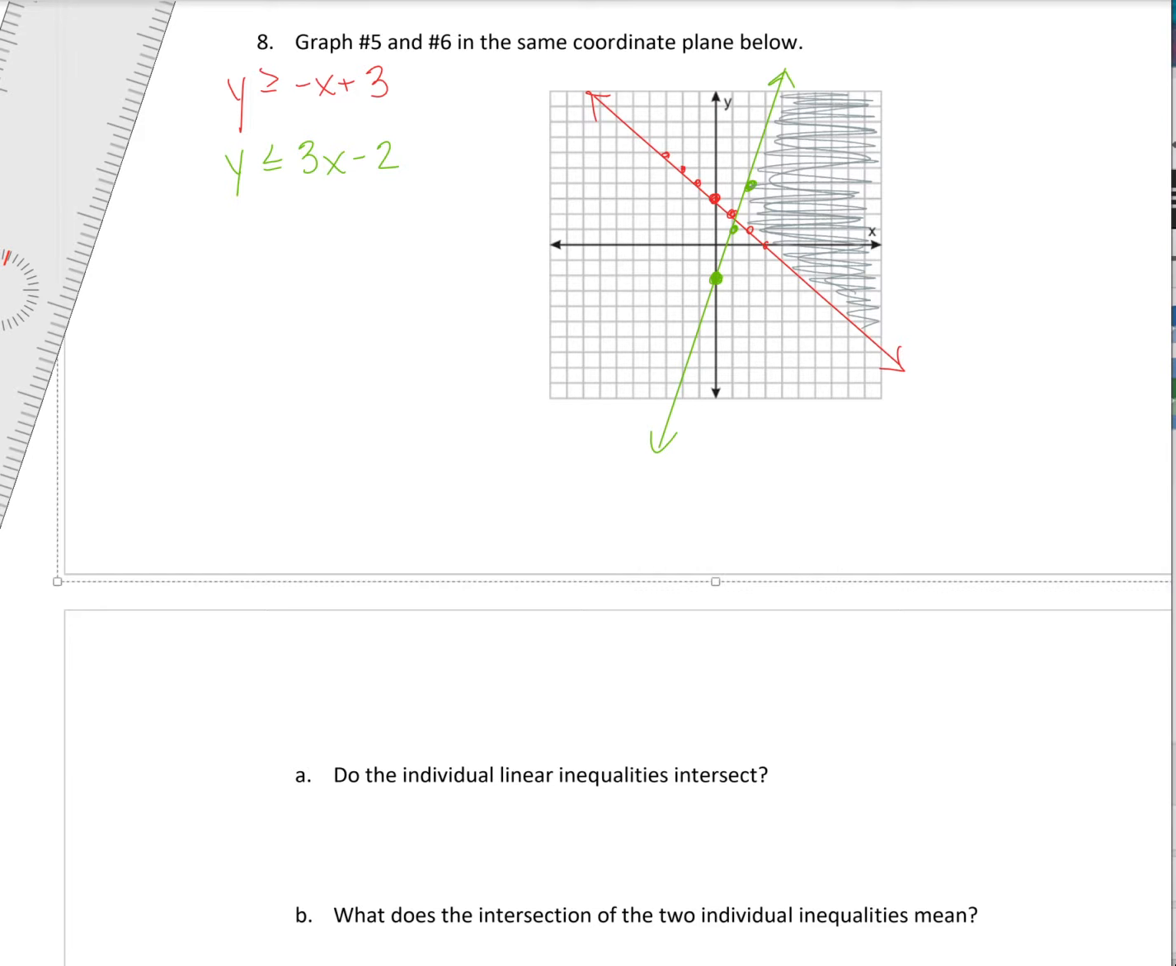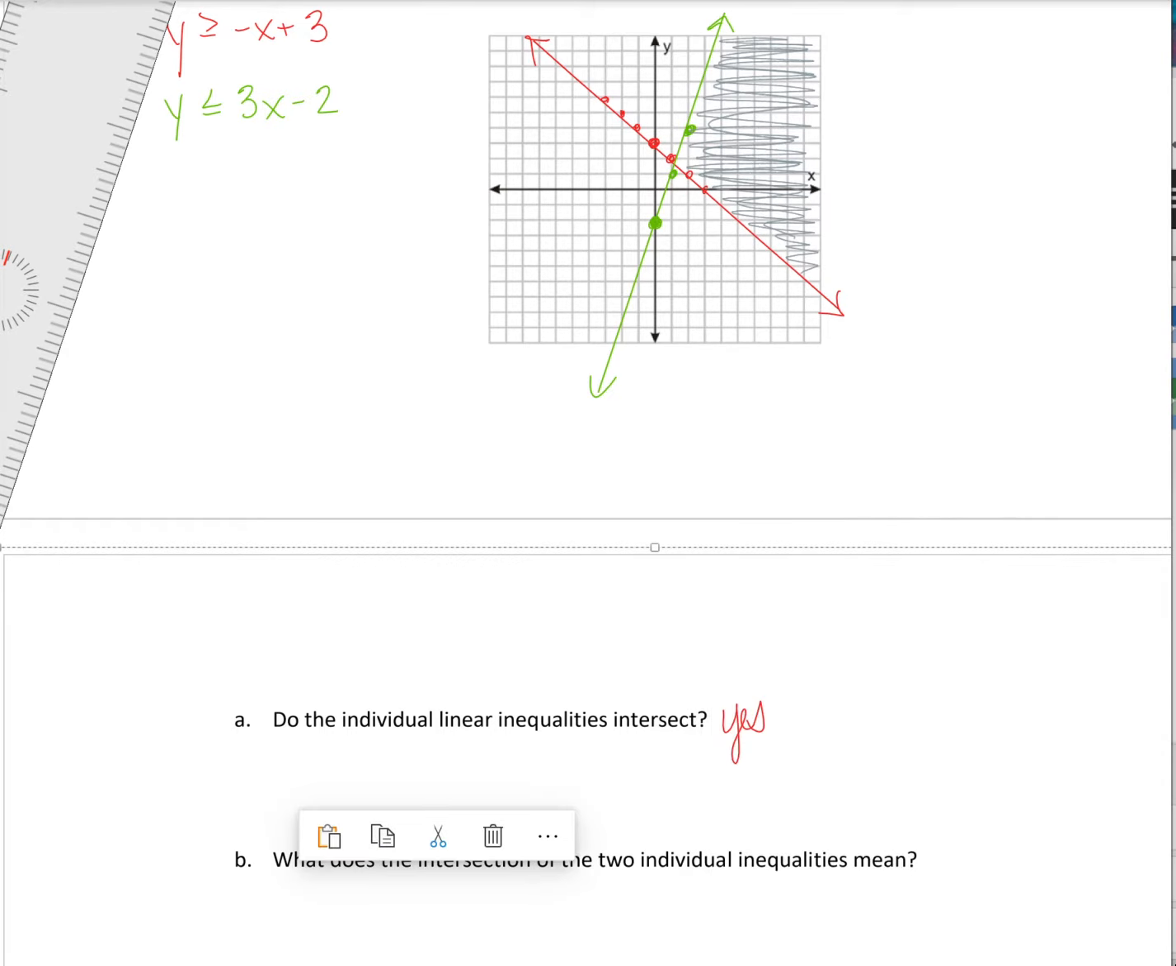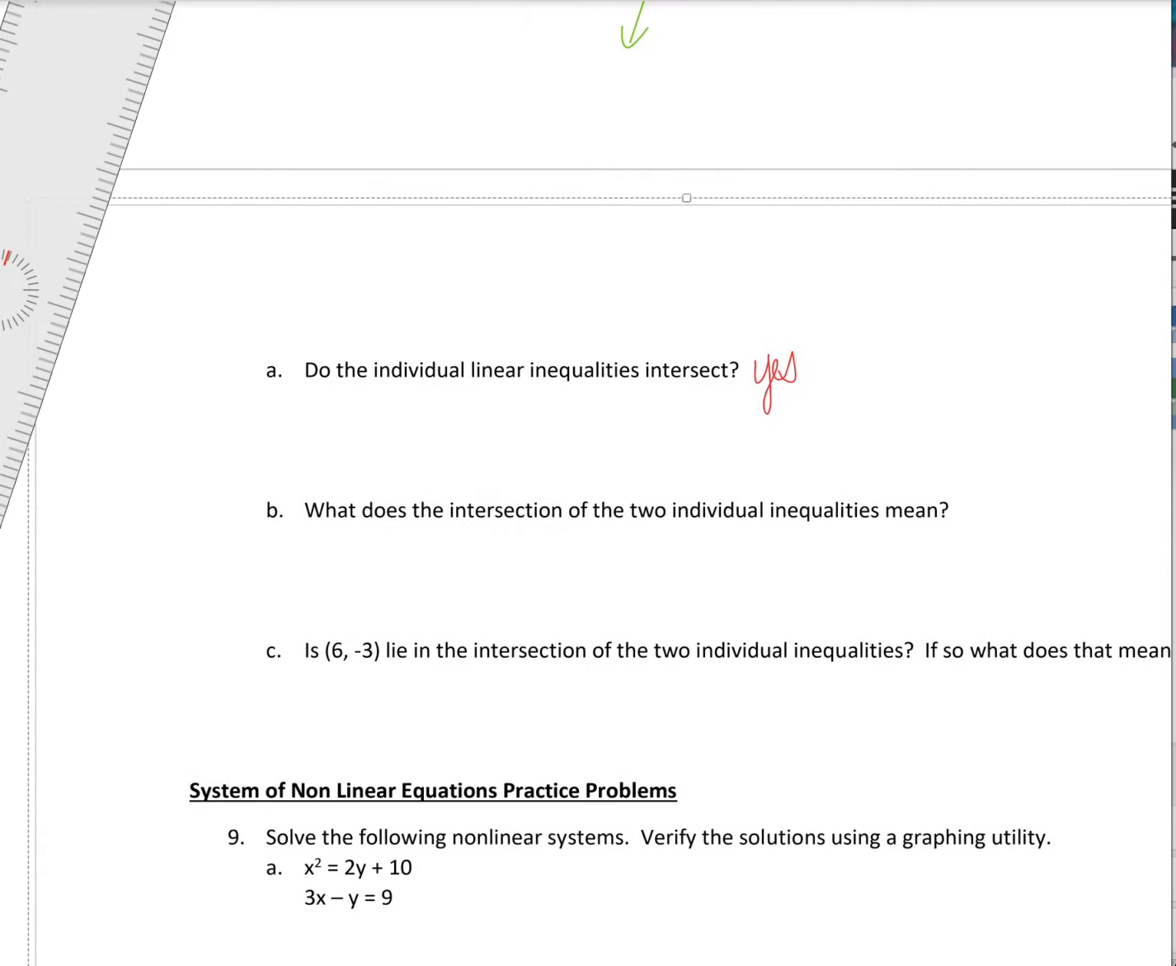So now we're going to answer some questions about it. It says, do the individual linear inequalities intersect? Yes, they do. What does the intersection of the two individual inequalities mean? Well, exactly like we said in our previous problem, everything in the shaded area is a solution. So that's what we'll put: everything in the shaded area is a solution.